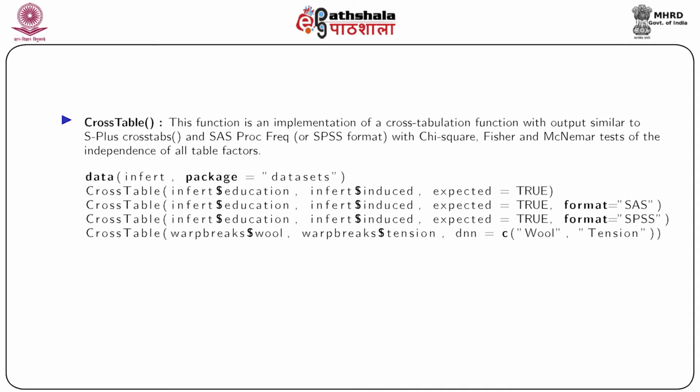based on education and induced, and when I say expected equals true, it means that we are looking at a cross table which calculates the expected frequencies. So in general, the chi-square testing procedure would require you to have two different tables, one for the observed frequencies and the other for the expected. The observed frequency we already have from the data set, and we can generate the expected frequencies by using the cross table function.